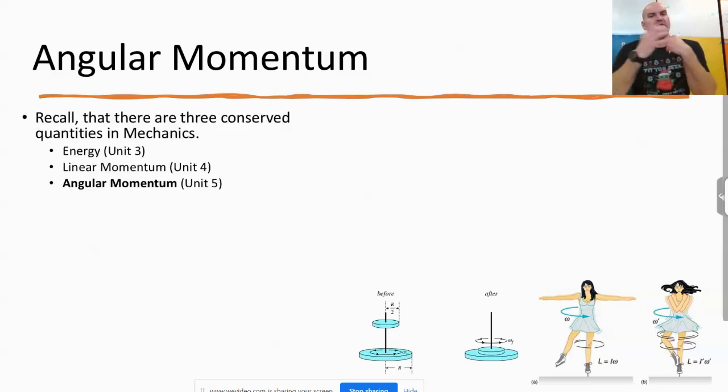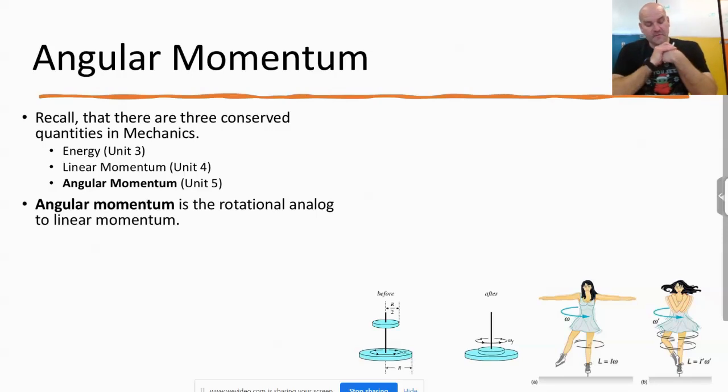So here in this video, we're going to look at angular momentum. Remember that there are three conserved quantities in mechanics: energy, which we talked about in Unit 3, linear momentum, which we talked about in Unit 4, and now we're finally going to talk about the third one, which is angular momentum, okay? Again, there's an analog, a connection between linear and angular, but we're just applying it a little bit differently. We're not moving in straight lines. We're moving in rotations, okay?